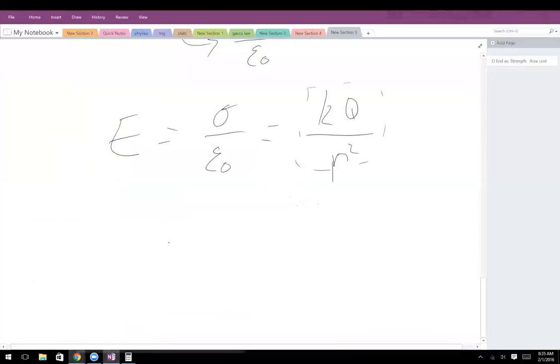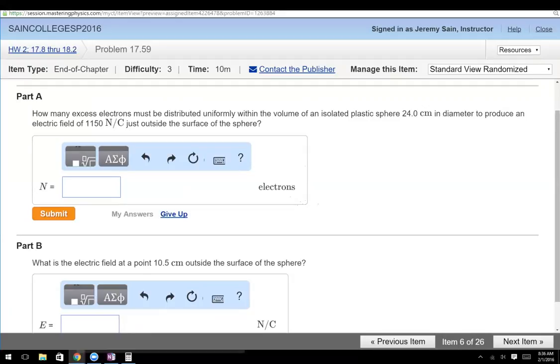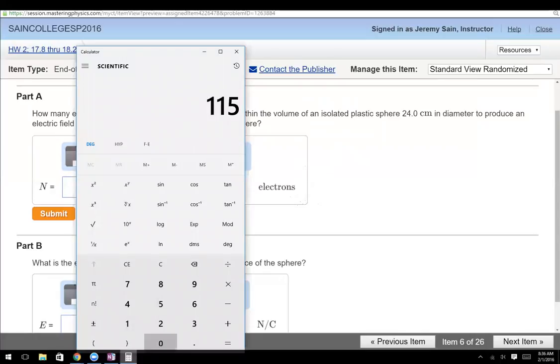Okay. So E, we want 1150. This is 9 times 10 to the 9th, times Q, which is what we're looking for, divided by 0.12 squared. I'm going to double check them just to be sure. Colby made it 1150 at 12 centimeters. All right, that's all good. And we're looking for Q, right? There will be one more step after we find it. So I got 1.84 times 10 to the minus 9th for Q.